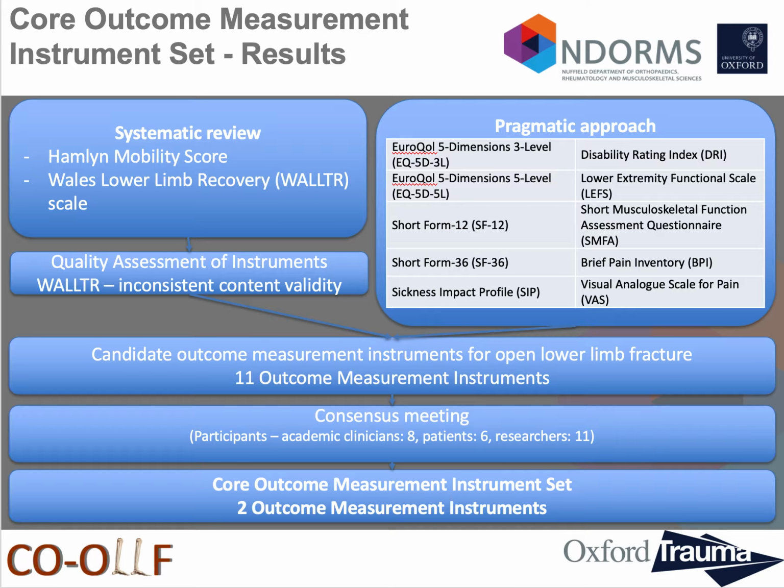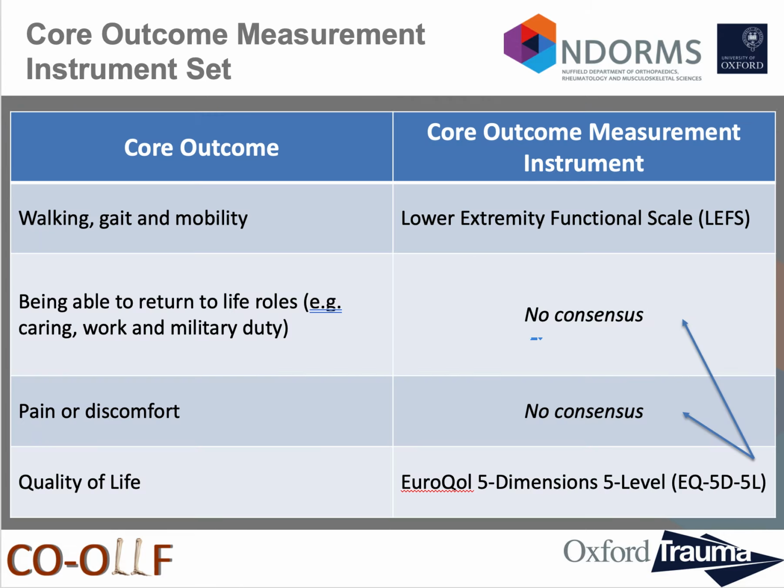In order to identify which outcome measurement instruments may best measure the core outcomes, this project attempted to follow the methodological guidance of the Consensus-Based Standards for the Selection of Health Measurement Instruments initiative. However, due to a paucity of instruments validating this population, a pragmatic approach was used to identify instruments reporting this population that were both feasible and had good measurement properties. 11 measurement instruments were identified and presented at a second consensus meeting.